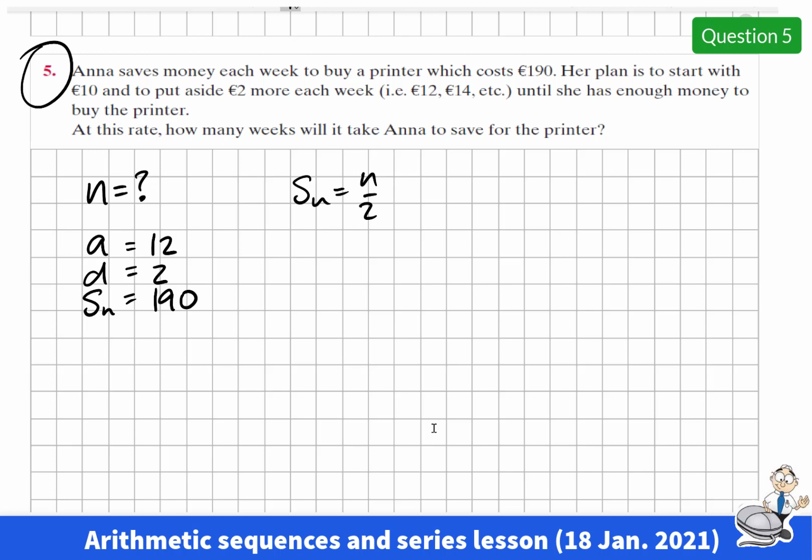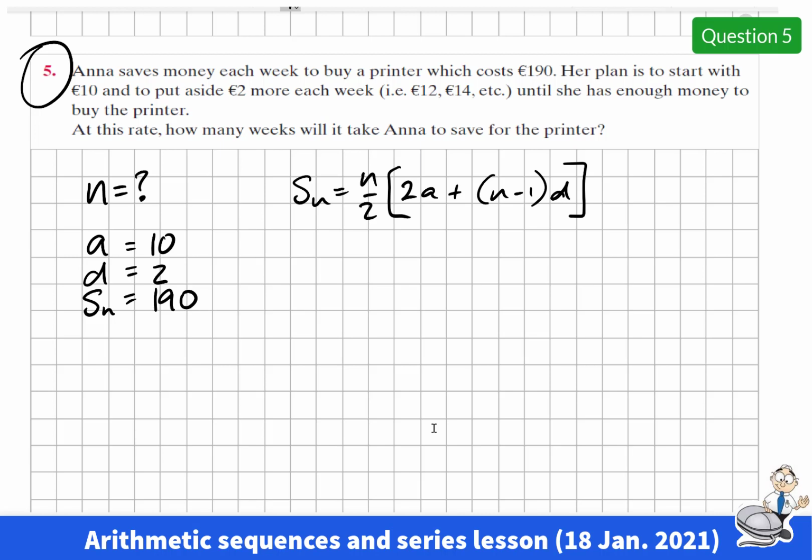Would a not be 10? A is 12, I'm reading 12 here. So I started at 10. Sorry, I'm reading the thing wrong. Yes, so a is 10. Okay, so I just put it into the formula.